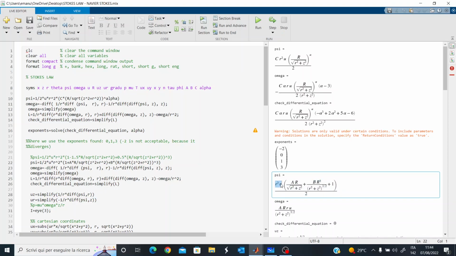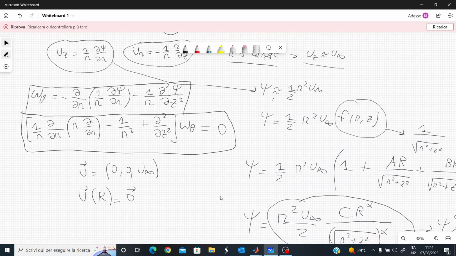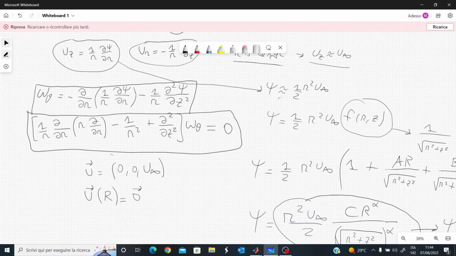I have r squared u infinity over 2. Of course, instead of u infinity, I just have u. And then I have 1 plus a r over the square root of r squared plus z squared. And then I have plus b r cubed divided by the square root of r squared plus z squared to the third power. Or you can just rewrite it like this, r squared plus z squared to the power 3 over 2. Right? And now what we have to do is find the values for a and b. We have to find those constants, a and b, and this can be found thanks to these boundary conditions.